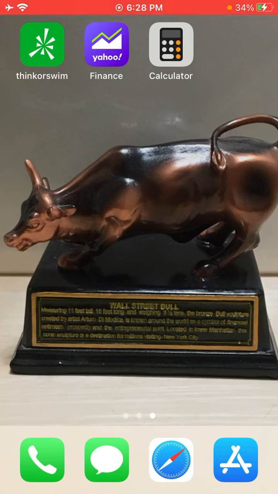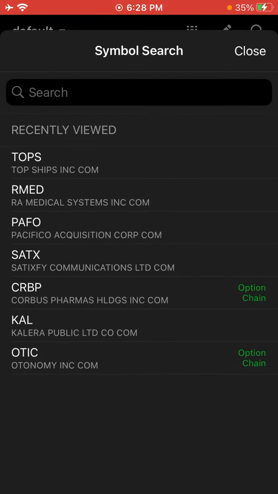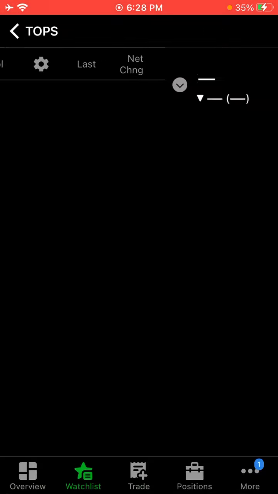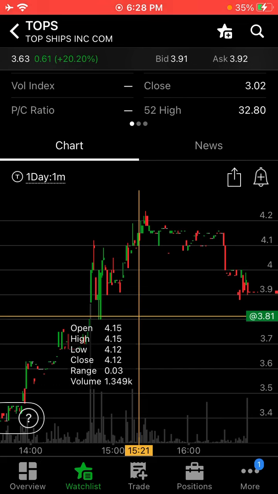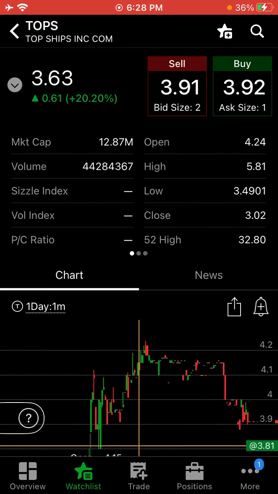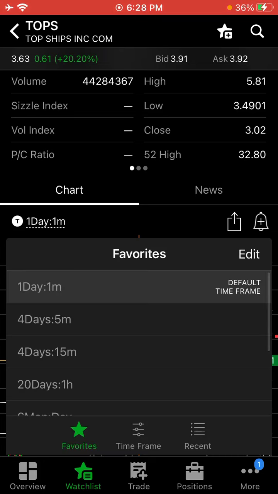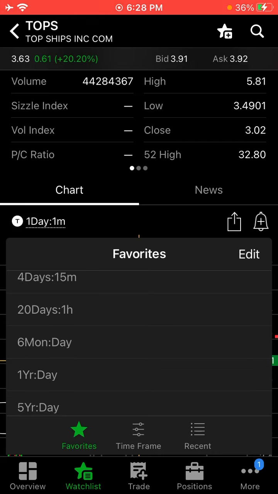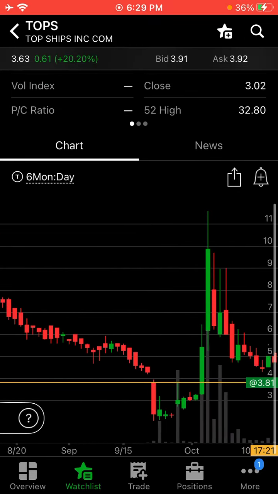Okay, so now I'm going to talk about float rotation. So how you calculate for that is first you have to pick a stock. So today Tops had another green day today. So you can pick a stock, and now I can go to the daily chart. On here I'll just go 6 month 1 day. So now each candle represents a day.